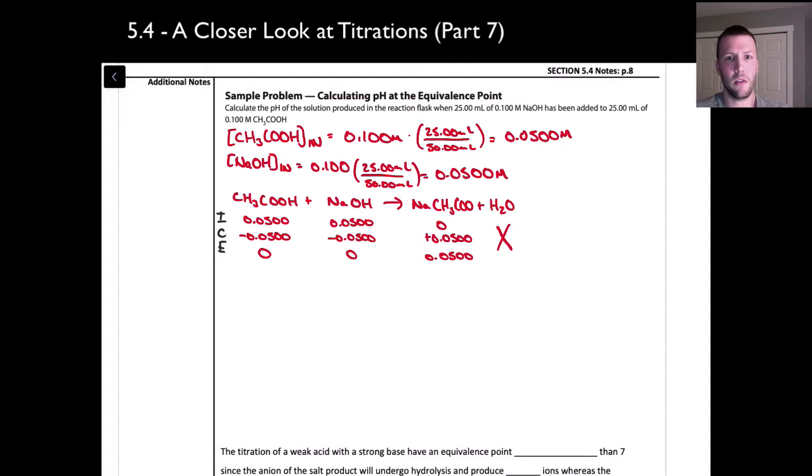But what's special about this situation is, unlike with a strong acid and strong base, my product salt is able to hydrolyze. Since my anion is coming from the conjugate base of a weak acid, my anion is capable of hydrolyzing to produce hydroxide ions. And so what we're going to do now is treat this as if I have a solution of 0.0500 molar acetate ion, and we're going to calculate the pH of that solution. So I'm going to set up an ICE table to show the hydrolysis of acetate ion.